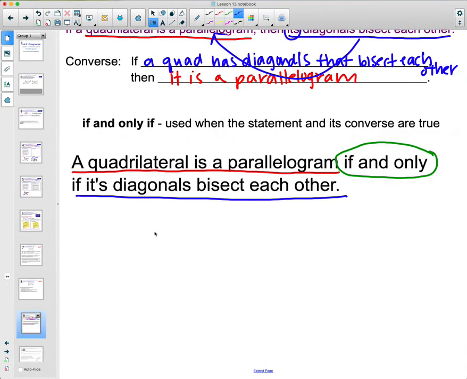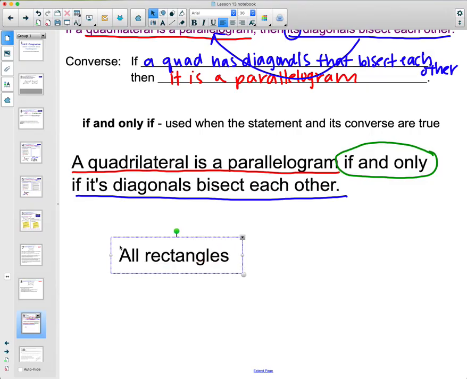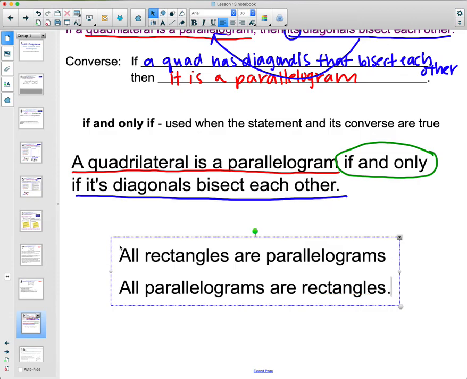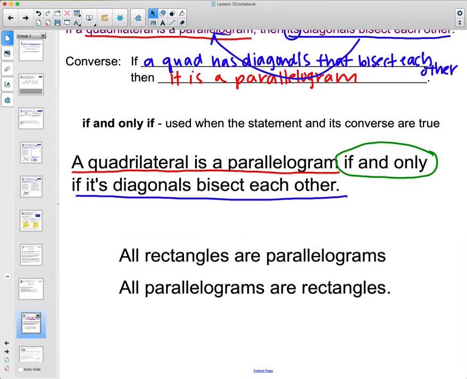Now that did not happen the other day. Remember when we said all rectangles are parallelograms, which was true, and then the converse of that, or the flip of that, is that all parallelograms are rectangles, which was false. Okay, so this one we would not put together as what's called a biconditional with if and only if. We would not do that since this was true, but this was false. So the converse was false. The flip of it was false.